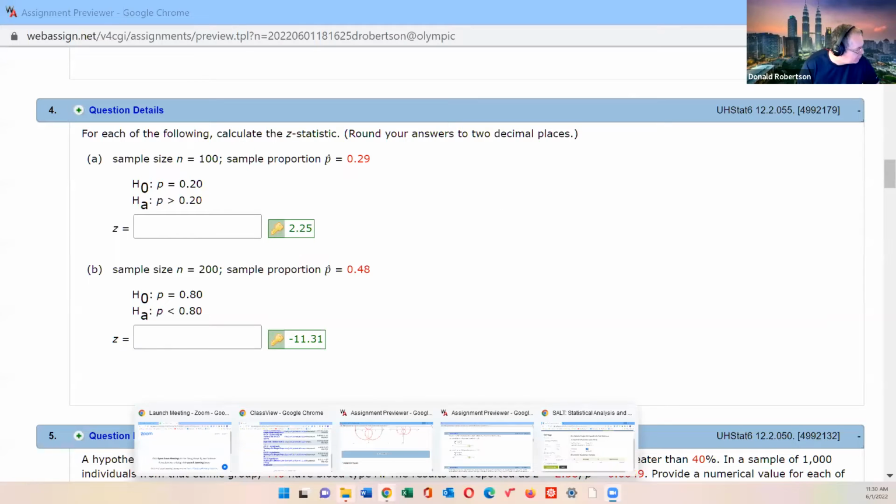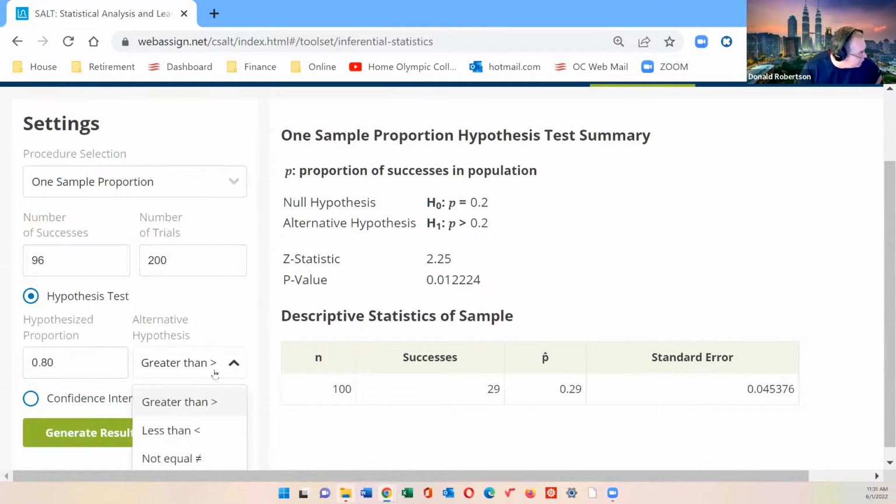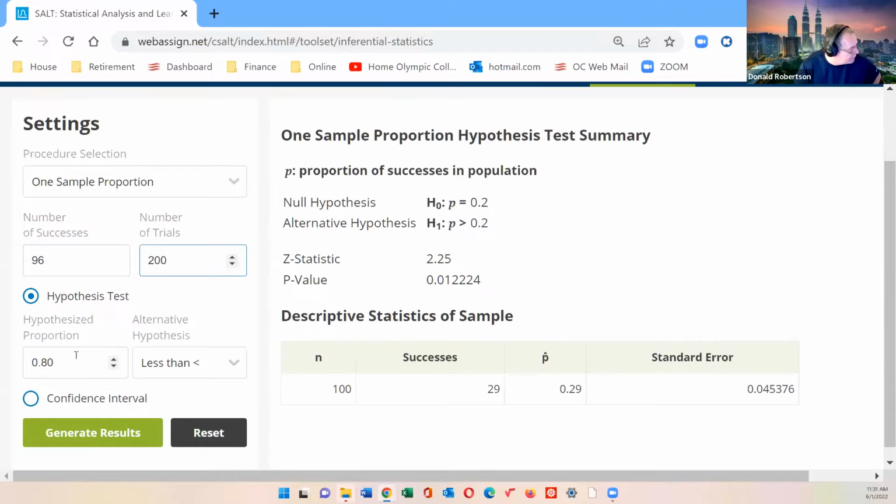I've lost it. Where are you, Salt? Here you go. In this question, we have 96 out of 200 people who said yes to whatever the survey was about. This P0 value was 0.8. That's the null value, and we want to prove that it's less than that. So sample, the null value, want to prove it's less than it, generate results, and wow, look at that.